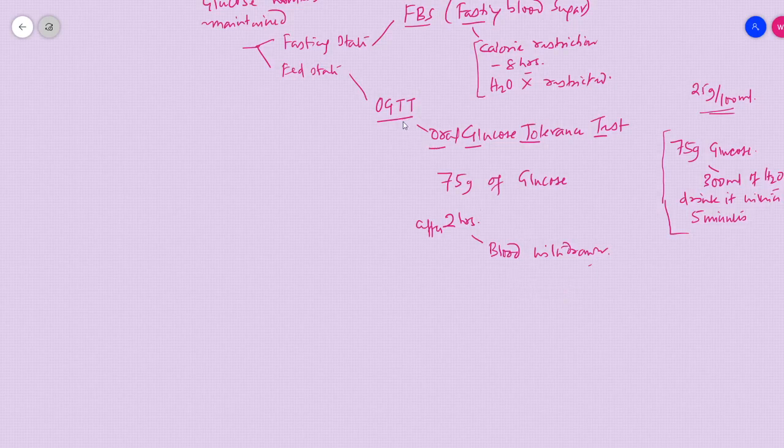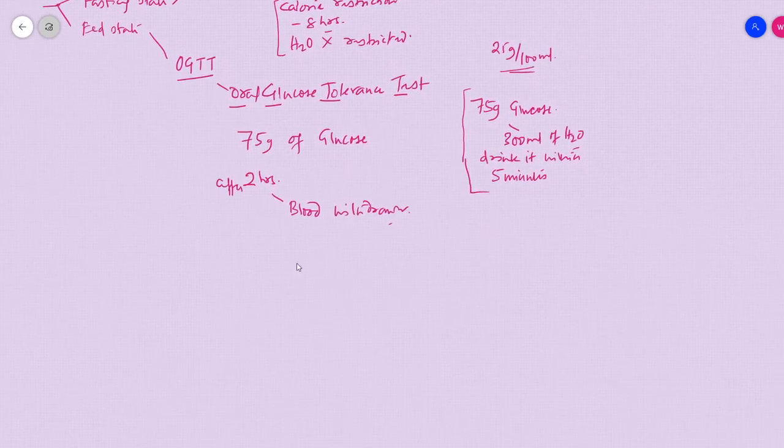Okay, so what about if it's a child? Obviously 75 grams wouldn't be given to a child. So how do we calculate that? It's 1.75 grams per kilogram body weight to a maximum dose of 75 grams. So that is how you would calculate for children.